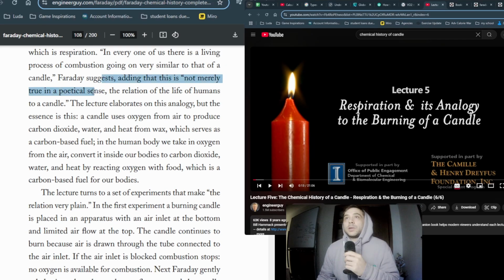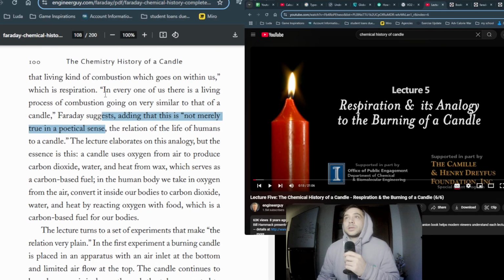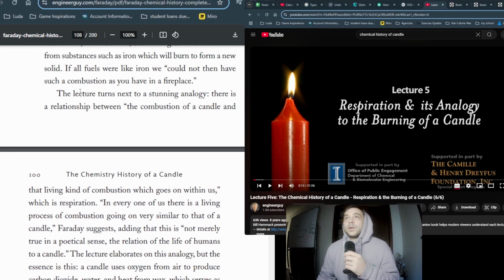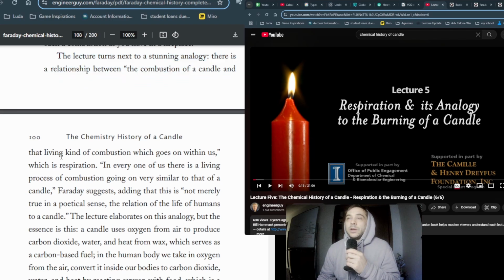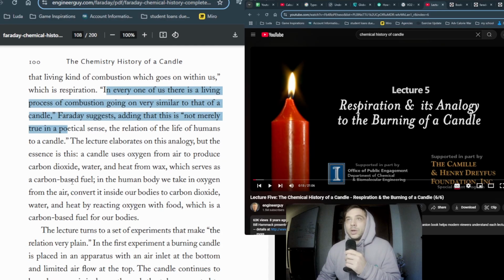Faraday suggests it's not merely true in a poetic sense. Okay. The lecture then turns to a stunning analogy. There's a relationship between the combustion of a candle and that living kind of combustion which goes on within us. And this is where we're going to argue against, which is respiration. In every one of us there is a living process of combustion going on very similar to that of a candle. Not true. Faraday suggests, adding that it is not merely true in a poetical sense.